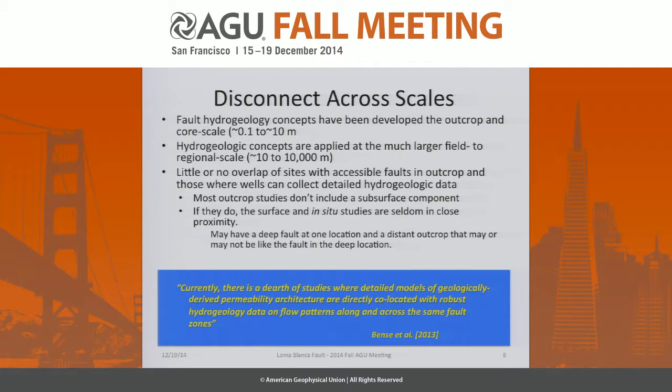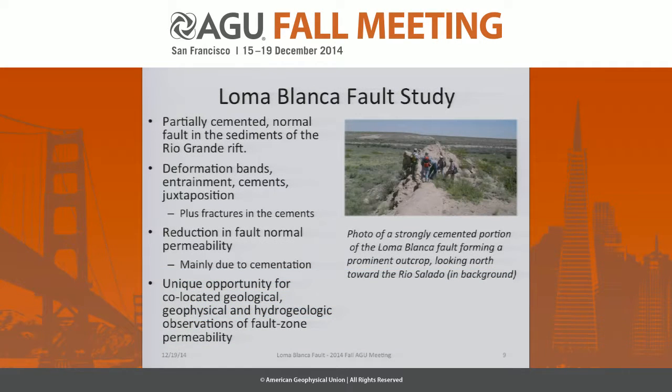So if you look at the quote at the bottom, you can see that, well, I can think of less than a handful of sites where you actually have a fault that you can see and a well test you can do located very close to each other. That's not true here for the Loma Blanca study.